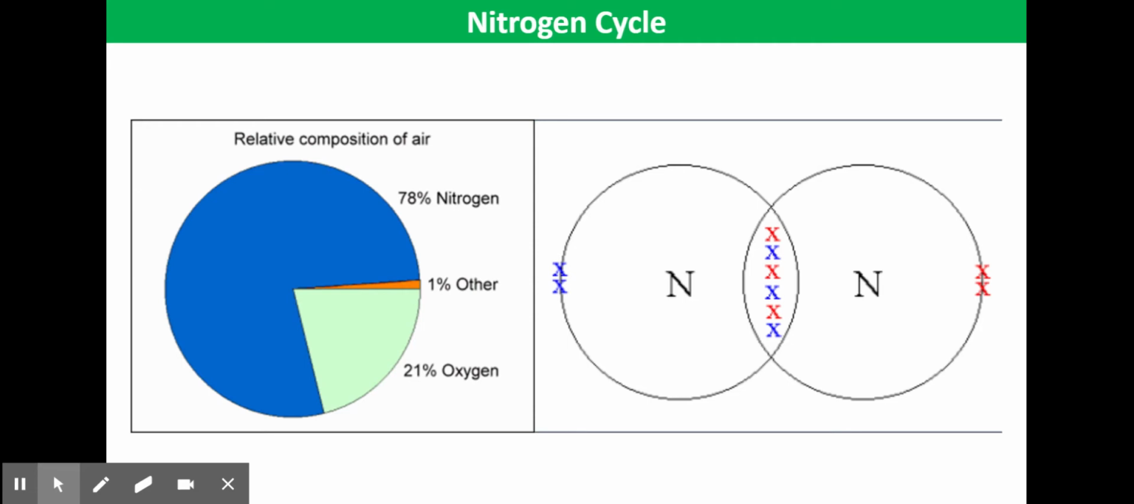On the right-hand side of the slide is an image summarizing the structure of a nitrogen molecule. Now, each nitrogen molecule consists of two nitrogen atoms linked with a triple covalent bond. Before nitrogen can be used by living organisms, it must be converted from N2, nitrogen, into a more reactive form, such as ammonium ions, which is NH4+, or nitrates, for example, NO3-.